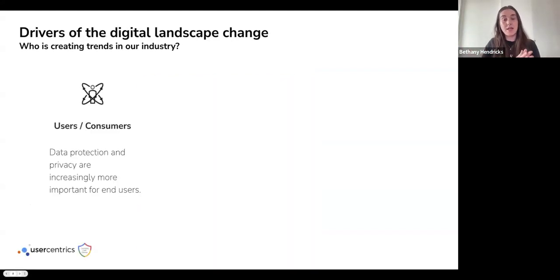So what we're seeing now in the digital landscape is we're seeing three main drivers shifting the landscape. The first one, as I mentioned, is the users or the consumers. They are increasingly being concerned about their data privacy and wanting to take back their rights.